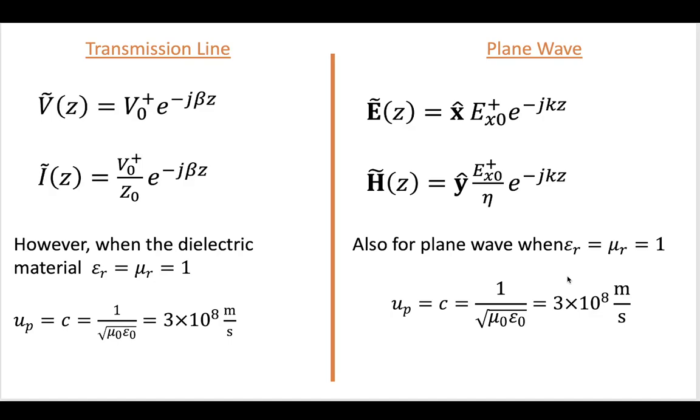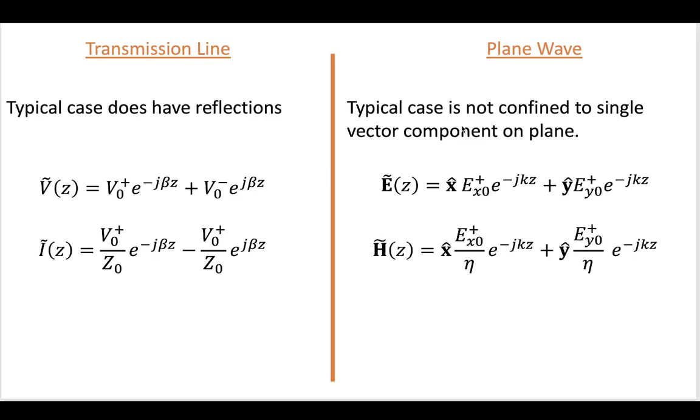Now, for the transmission line and the plane wave, when the dielectric material has mu and epsilon equal to 1, the wave propagation speed is going to reduce to the speed of light in both cases. And so now we can see that these two transmission line and plane wave equations are very similar to each other, and there's a lot of parallels that we can draw between them. Now, the last thing I want to note is that when we were deriving these in parallel, for the transmission line, we said, let's talk about a case where we had no reflection, but that's not typical.